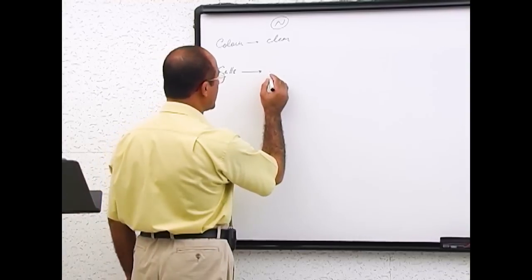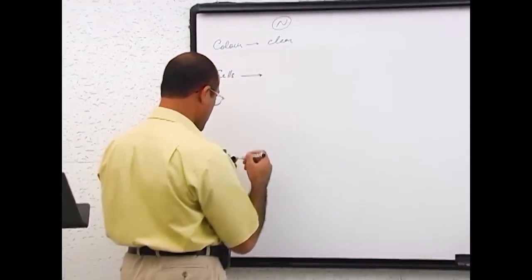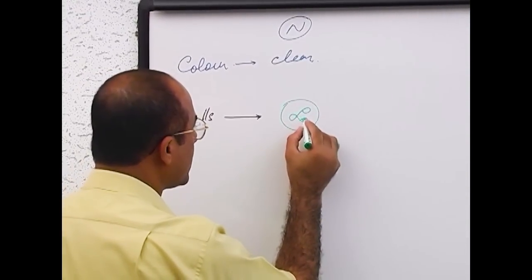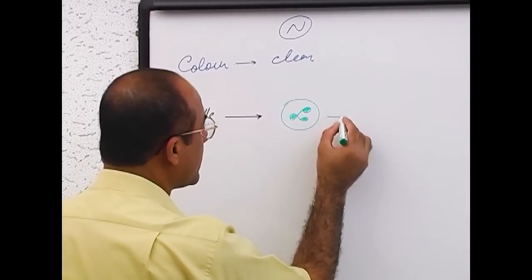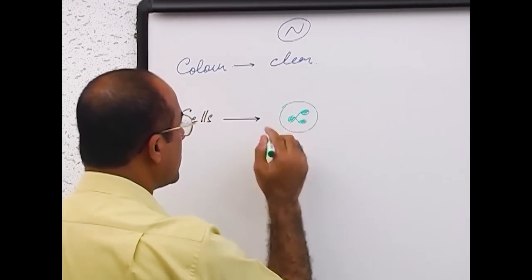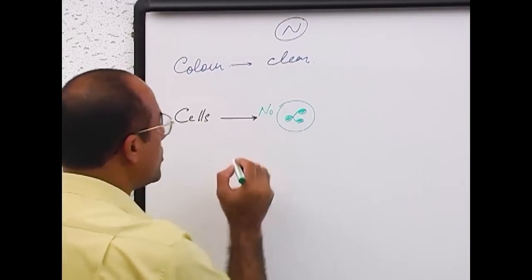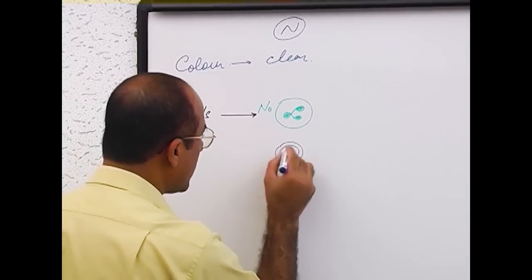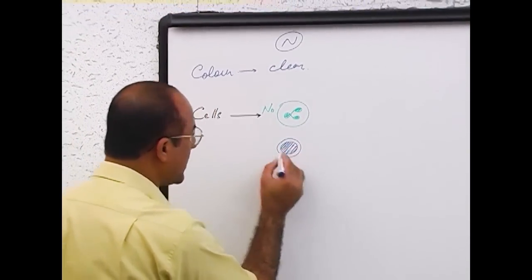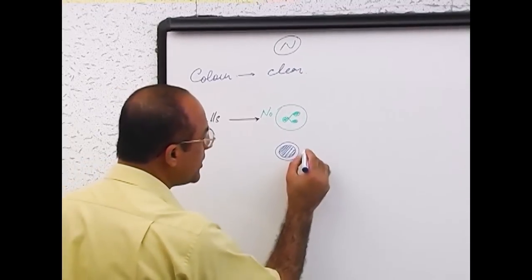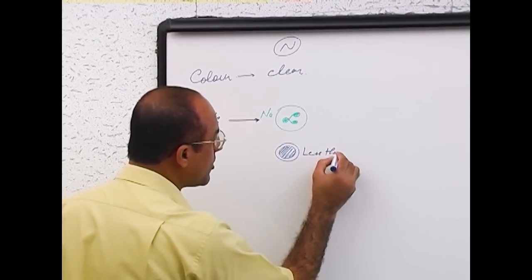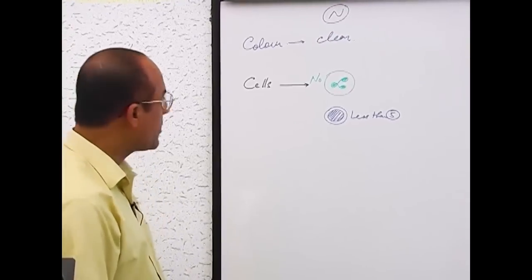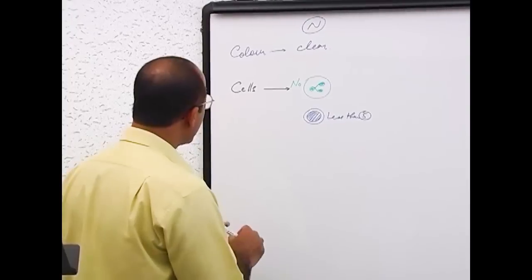So in the cells, we say these are the neutrophils. Neutrophils have a multilobed nucleus. Normally there should be no neutrophils, and there may be lymphocytes. How many lymphocytes? Lymphocytes have a big nucleus with very little cytoplasm. They should be less than 5 lymphocytes per cubic millimeter. Then we come to glucose.